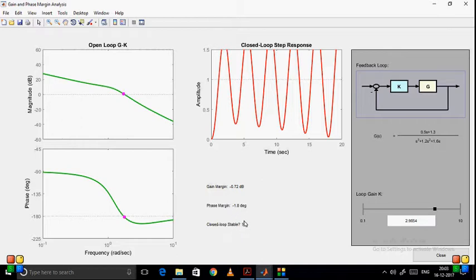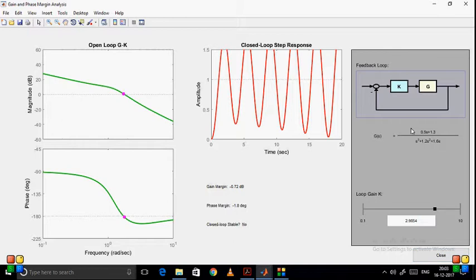Now let us try to understand these things by writing a program ourselves rather than depending on this GUI. We also look at the root locus, and in most of our textbooks there is no comparison between root locus, Bode plot, and step response, which is in a way comparing the same system in the S domain, the frequency domain, and the time domain. So I am trying to do that with this example.